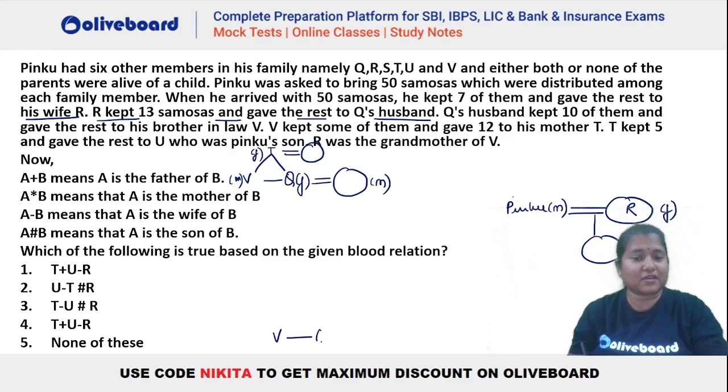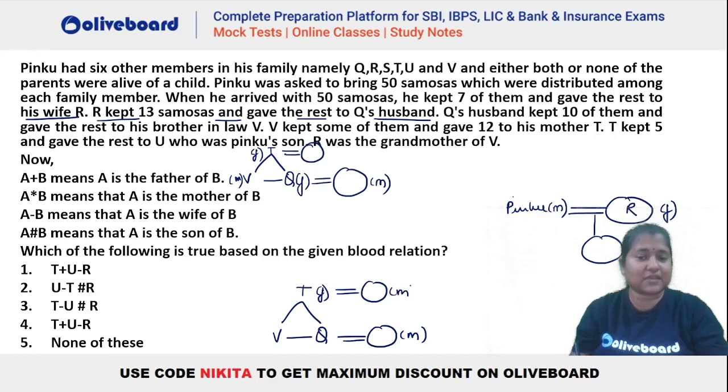That is, we have V here, Q here. Q is married to somebody, right? And we have parents for this T, who is a female person. She is married to somebody here, right? So how many persons are we getting? 1, 2, 3, 4, 5. 5 persons are already here.